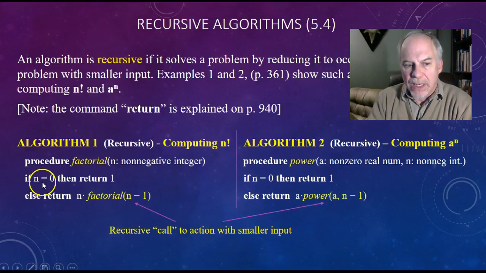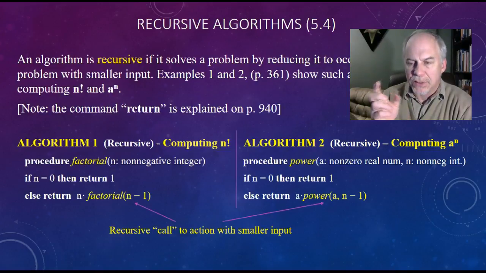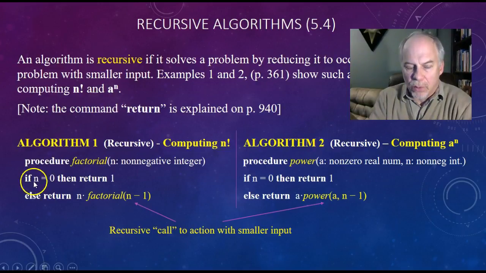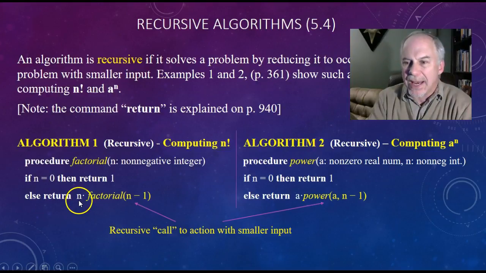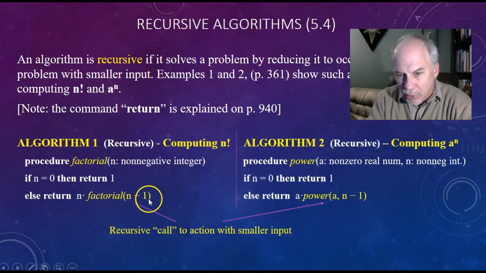Now, if n equals 0, then return a 1. The purpose of this command is to stop it. You've got to have some way to stop the recursion, okay? So that will stop it. Now, if n is not equal to 0, then it won't do this return 1. It will instead return n times factorial n minus 1.